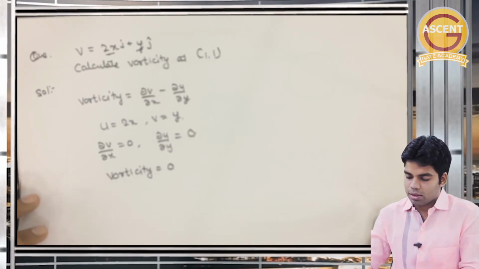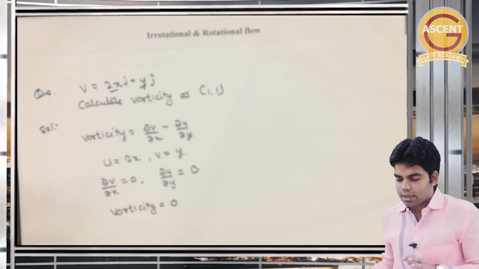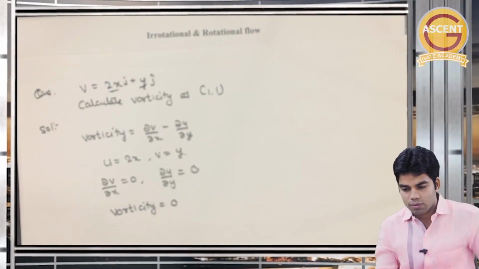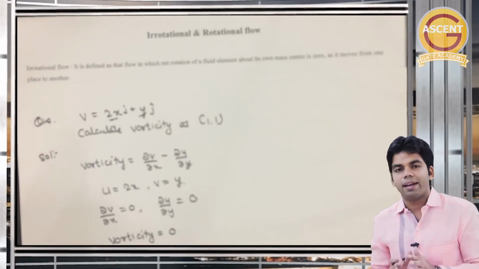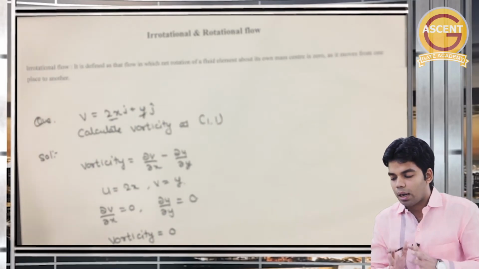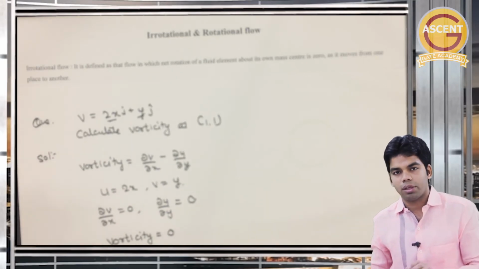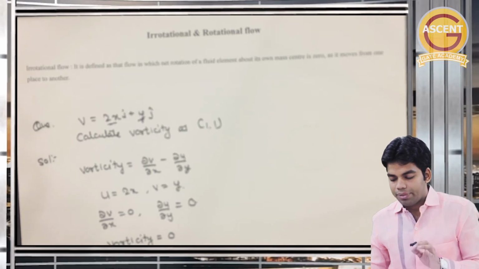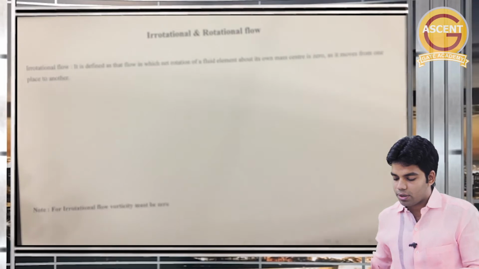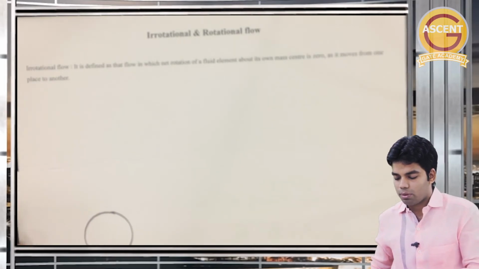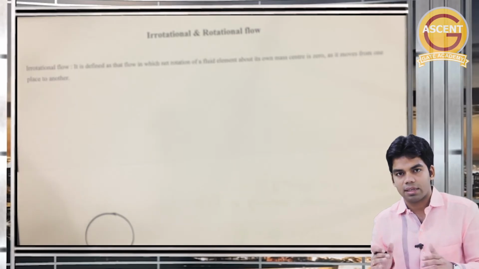Next is the irrotational and rotational flow. Now what is an irrotational flow and what is a rotational flow? Irrotational flow is defined as the flow in which the net rotation of the fluid element about its own mass center is 0 as it moves from one place to other. Net rotation about its own mass center is 0.